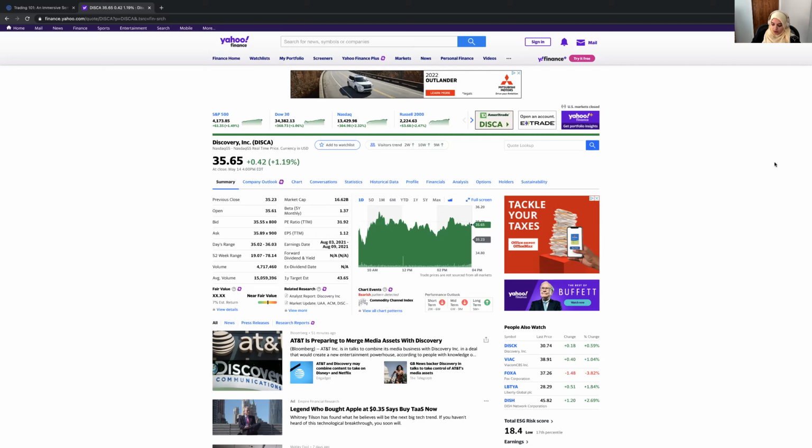Okay, so there are 2 different types of accounts you can open regardless of your broker, any broker. You have the margin account or a cash account. Margin account means that the broker is giving you money, they lend you money to trade with, and they charge you an interest rate for borrowing that money.